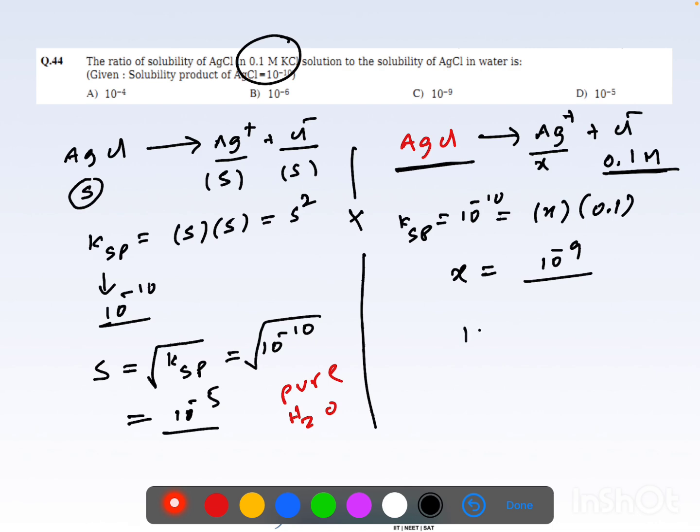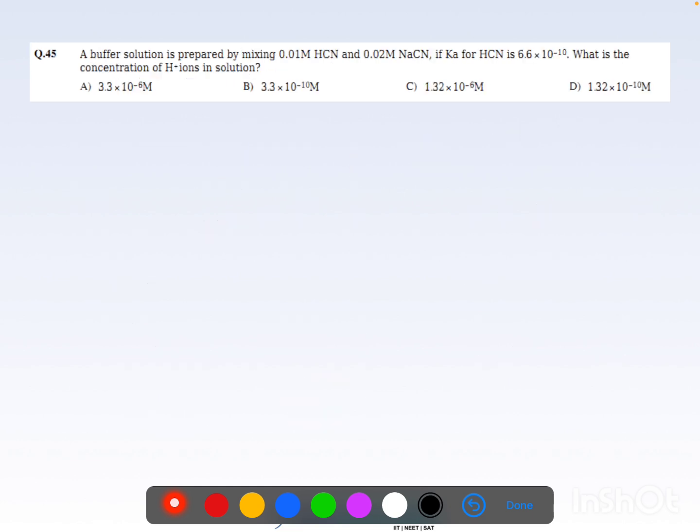So solubility in 0.1 molar KCl is 10 to the power minus 9. In pure water it is 10 to the power minus 5. So the ratio is 10 to the power minus 4 divided by 1. So answer will be A.